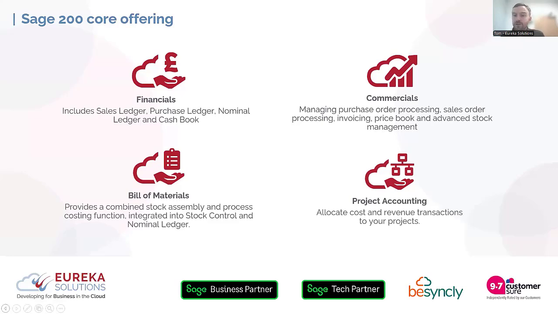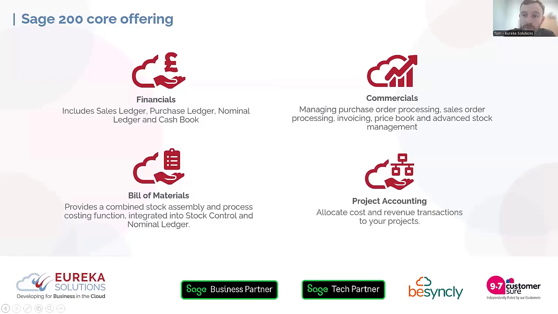That's then added to by the Sage 200 commercials modules, which we'll look at as well. So the likes of managing purchase orders, sales orders, invoicing of those orders, stock management, and pricing up of the products as well. And again, that all links back to what you've got in your finance module. So everything is all linked together, giving you a one-stop shop for everything.